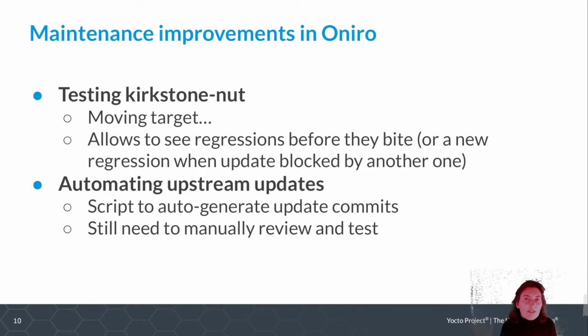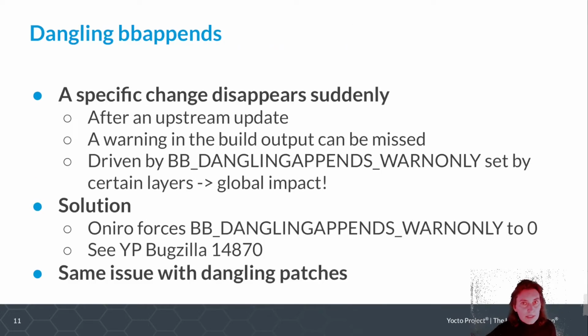In fact, we have had a situation when we were waiting for one fix, and during that time there was another regression coming in. So then this cycle was very, very long. And the other solution we are using is the automating of the upstream updates. We have scripting checking the upstream layers and preparing commits with the list of upstream changes. Pretty useful. Still requires a manual review, a manual testing of the actual changes, but it's pretty useful.